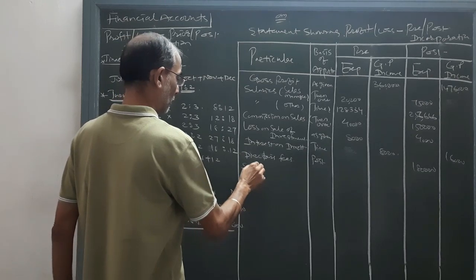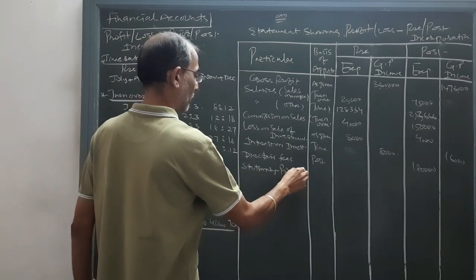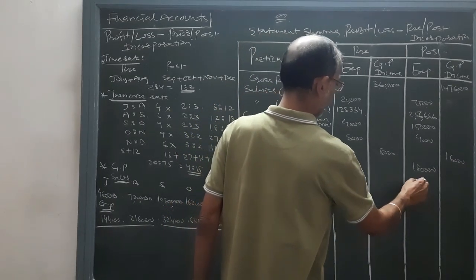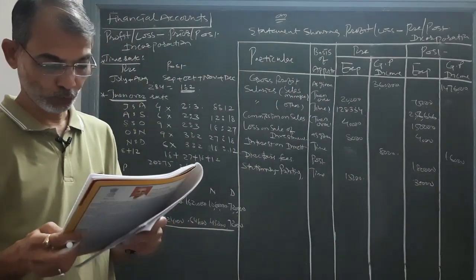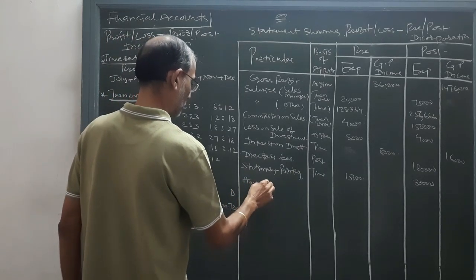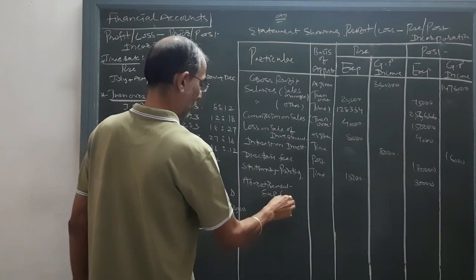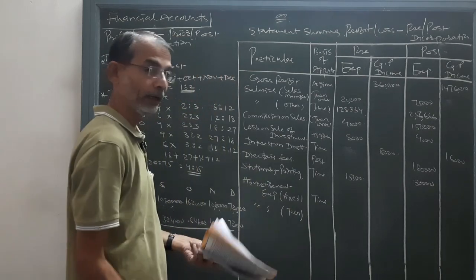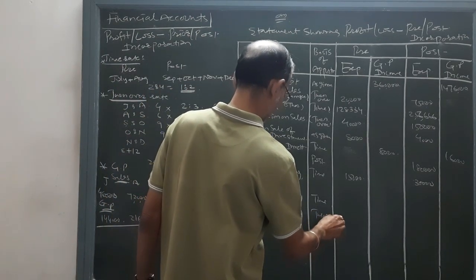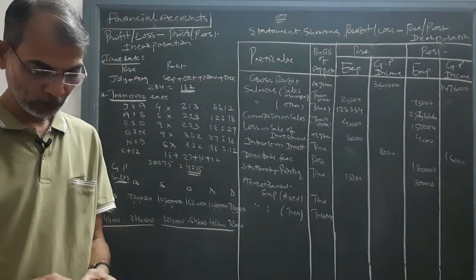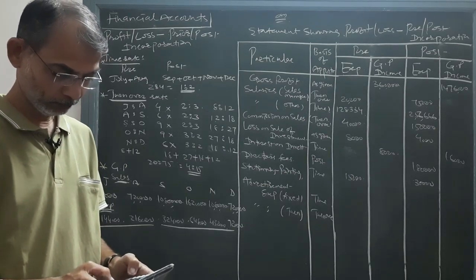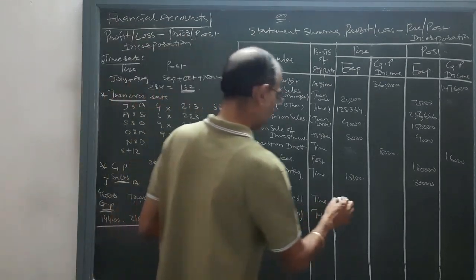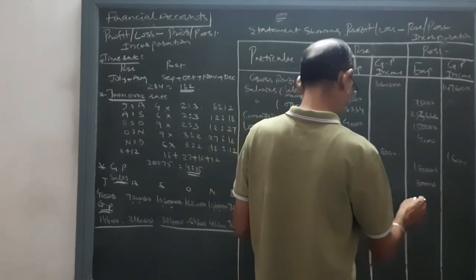Stationery and printing, that will be allotted in time ratio, 45,000, that means 15,000 and 30,000. Time ratio is 1:2. Advertisement expense, fixed in time while variable in turnover ratio. 3/8 is fixed, 3,04,000. 1,14,000 in ratio of 1:2. So 38,000 and 76,000.